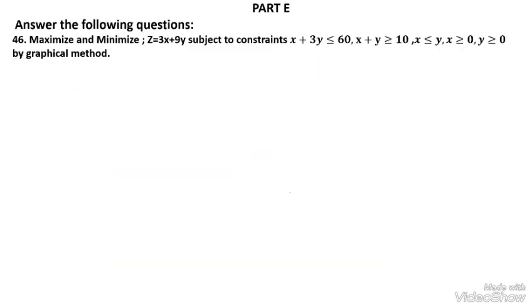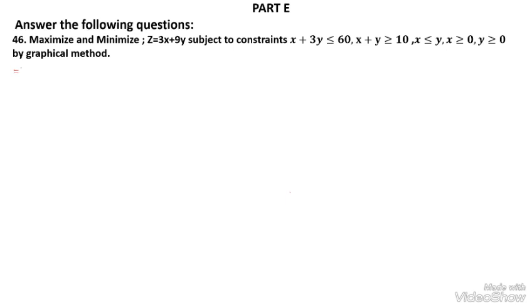Consider the party session. Answer the following questions. Question number 46. Maximize and minimize z equals 3x plus 9y subject to the constraints x plus 3y less than or equal to 60, x plus y greater than or equal to 10, x is less than y, x is greater than 0, y is greater than 0 by using the graphical method.